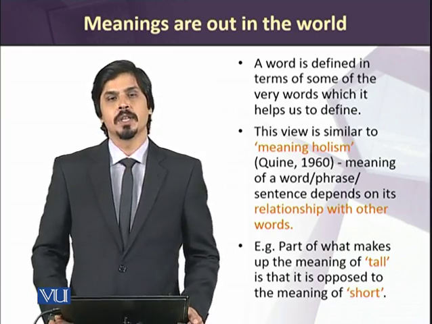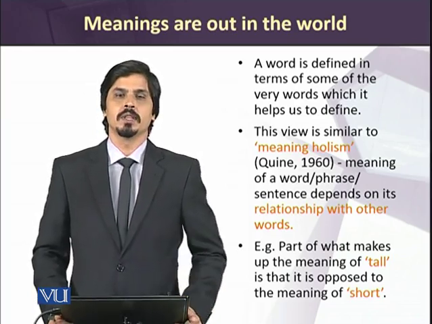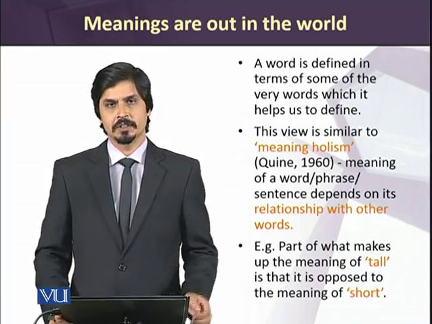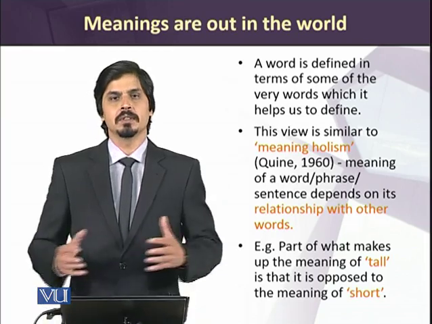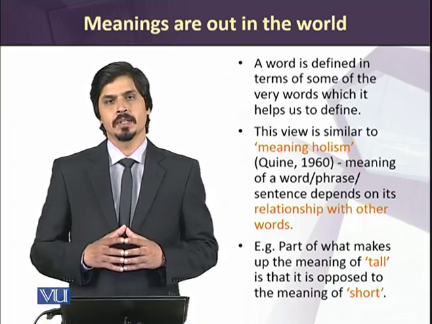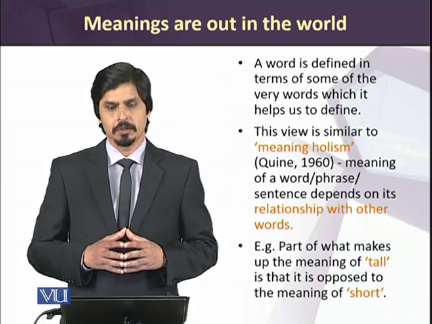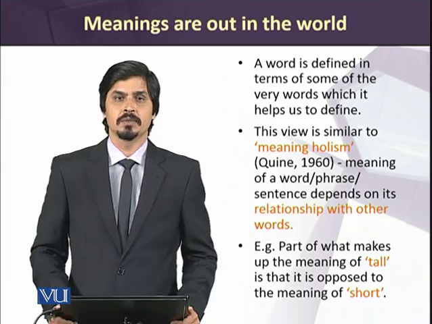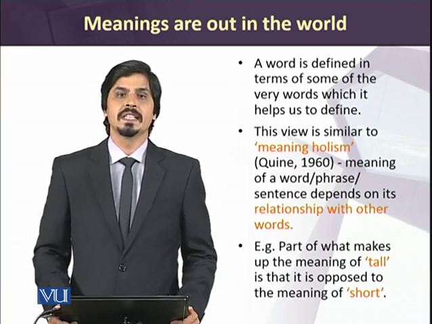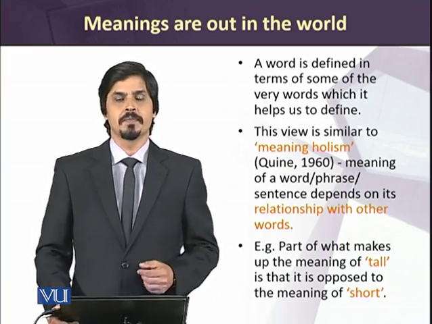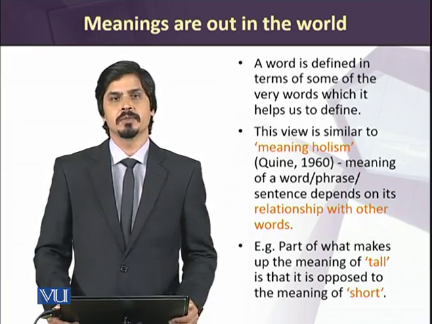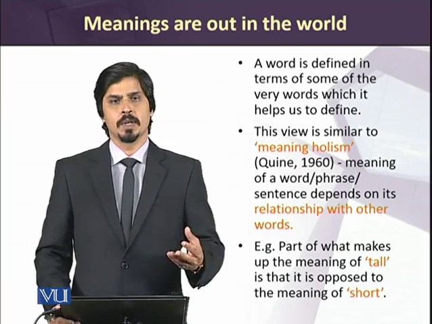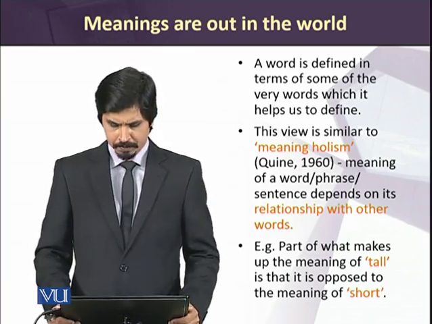This view is similar to the overall view of meaning holism, which came to us in the early 60s, and then it held sway over the theories of meaning which came later on. And it argues that meanings of words are found in their relationship with other words in the language. For example, the relationship of antonymy, synonymy, hyponymy, or polysemy, or any other relationship.